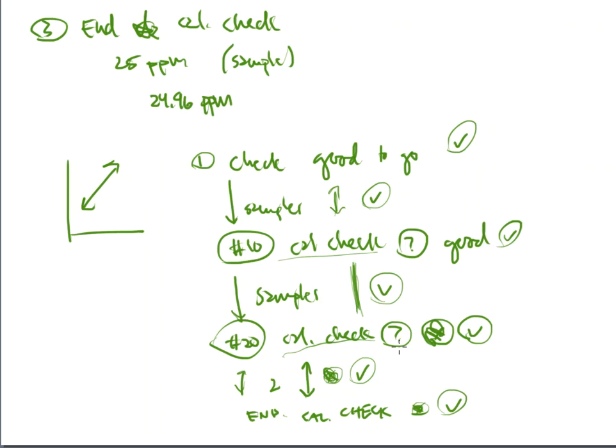Okay, so what I'm trying to get across here is that once you do a calibration curve, and we've talked about how to generate one, that calibration curve has to constantly be monitored to make sure it's still staying in line. And we do that through a series of what may be new definitions for you, called an initial calibration check, a continuing calibration check, and an end calibration check.